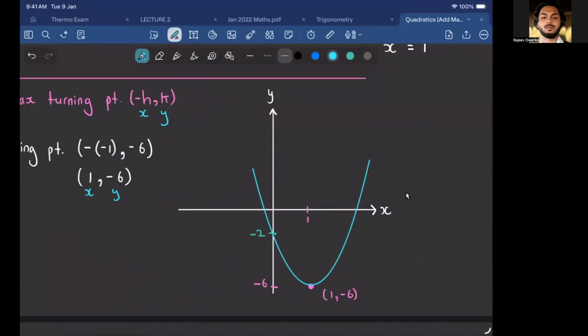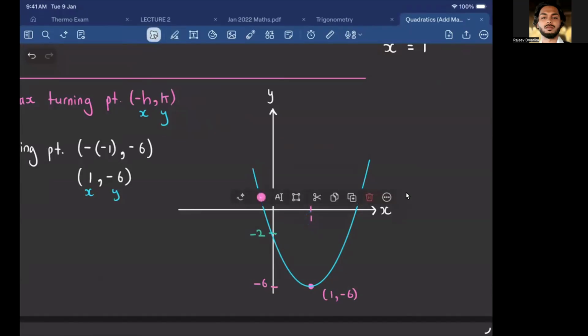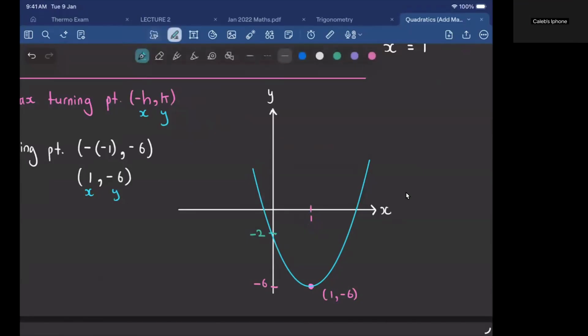All right, are you okay with our graph? Yes, sir. Okay, good. Tell me, guys, what is the minimum value for the function? -6. You can see that for sure. This is the minimum value, right? Minimum value.